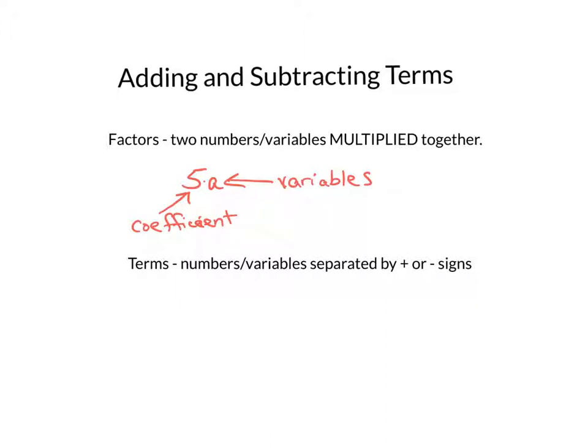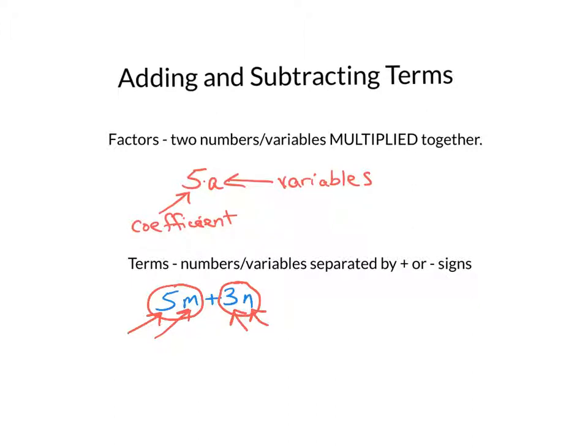Terms, on the other hand, are numbers or variables that are separated by addition or subtraction signs. For instance, if you have 5m plus 3n, 5m is a term, 3n is a term. Now, in this term, 5m, once again, I do have a coefficient. I also have a variable. And the same with term 3n: 3 is the coefficient and n is the variable.